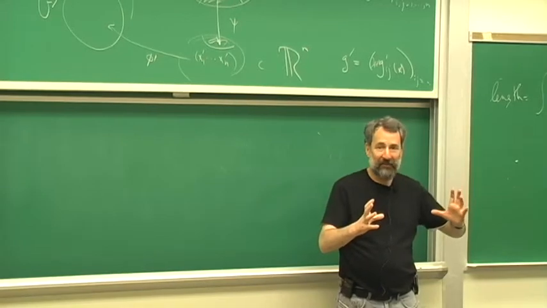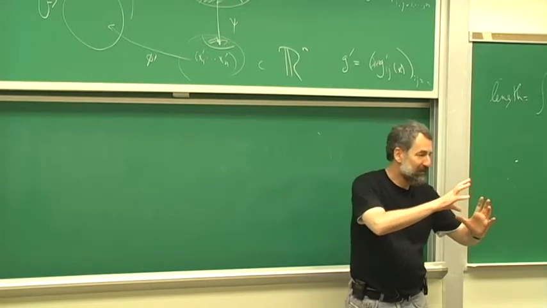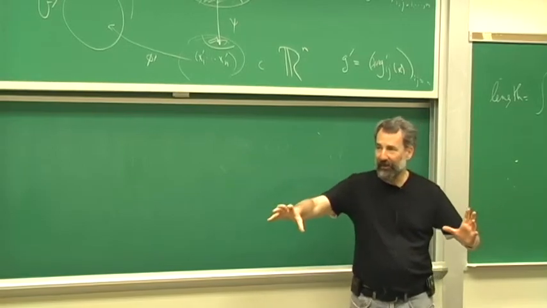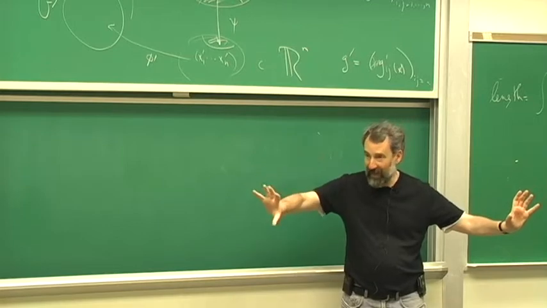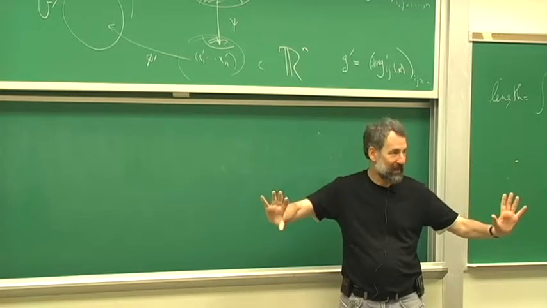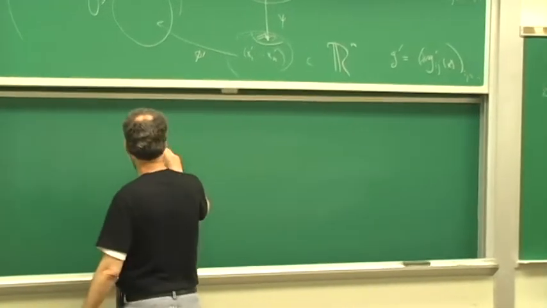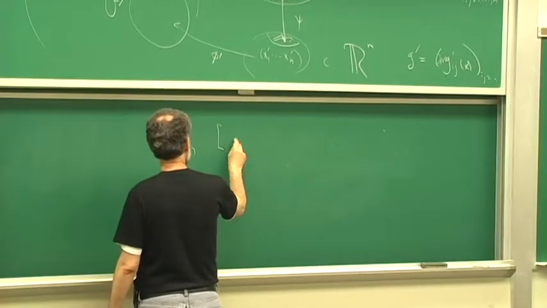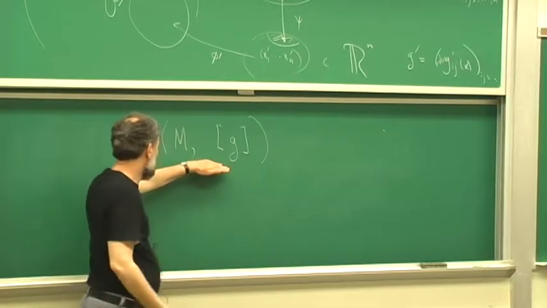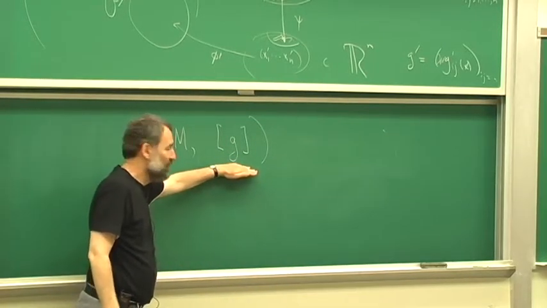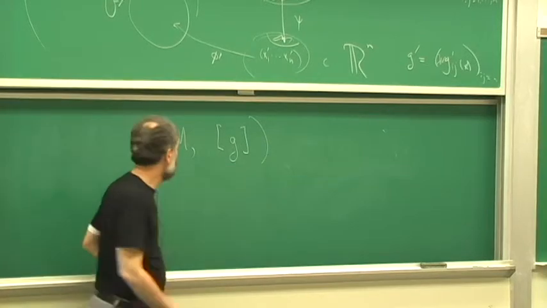Now, two Riemannian manifolds are said to be conformally equivalent if there is a map of one manifold to the other which carries one metric to a conformal deformation of the other one. Okay. And a conformal structure on a manifold is a thing like this, M and the equivalence class of G, where this denotes the class of all Riemannian metrics which are conformal deformations of a given one. That's a conformal structure.